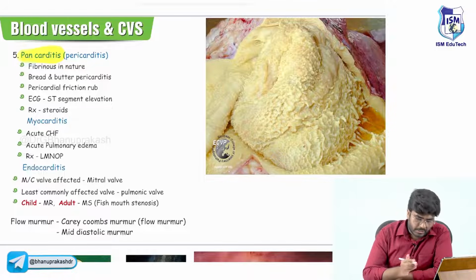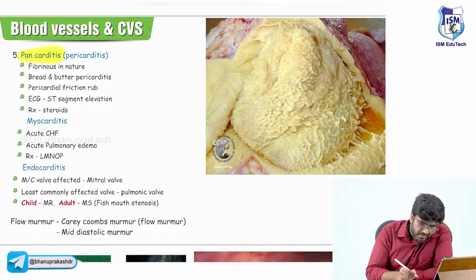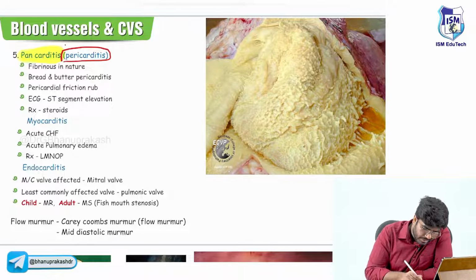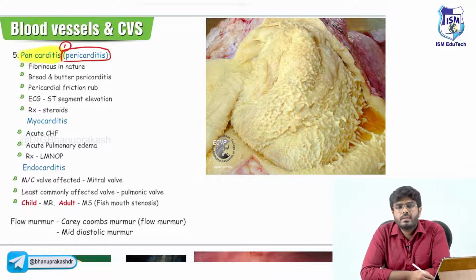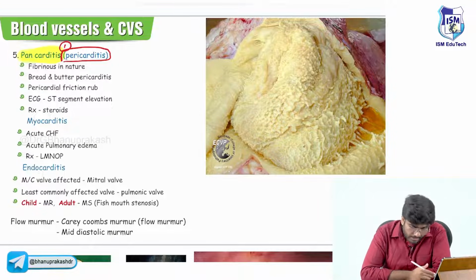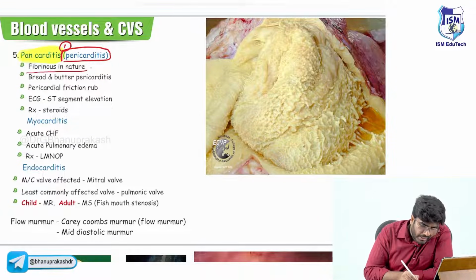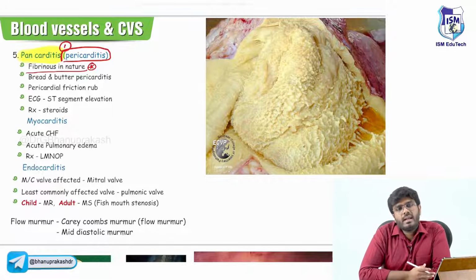So, pancarditis. First, let's begin with pericarditis. I am starting with one, sir, pericarditis. See, if pericardium is involved, which type of pericarditis will it cause? Later, in tomorrow's class, we will discuss different types of pericarditis also. There are serous pericarditis, hemorrhagic pericarditis, fibrinous pericarditis, different types of pericarditis.